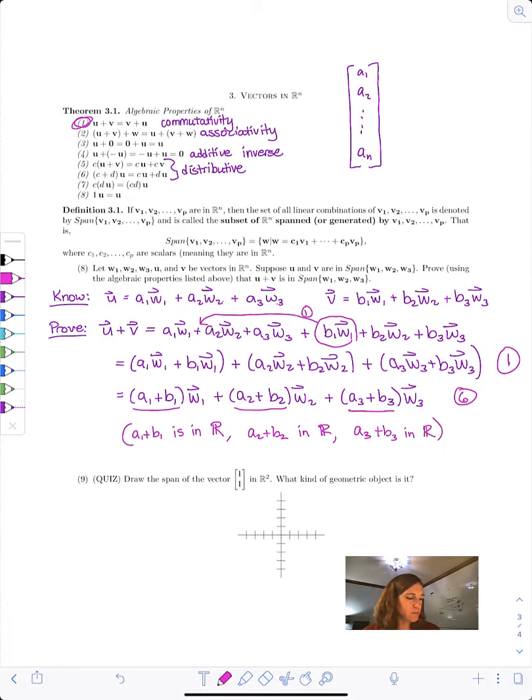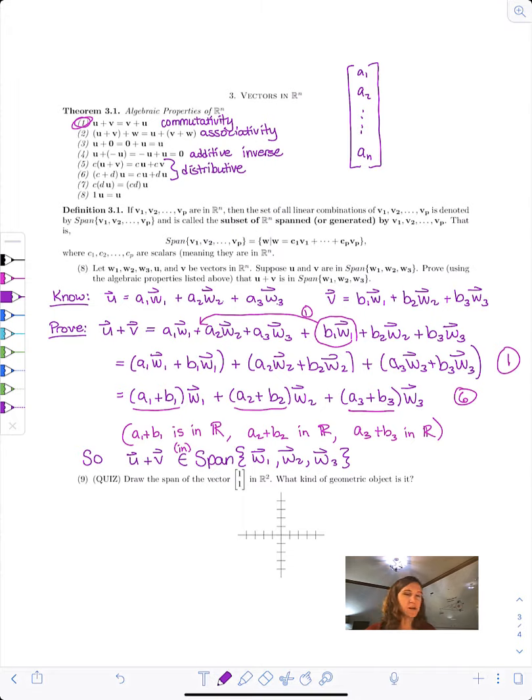And so we've completed our proof, and I usually like to make a conclusion. So before we draw a little box, let's say U plus V is in, and there's a little epsilon symbol that we often use to mean "in", and then the span of W1, W2, W3.